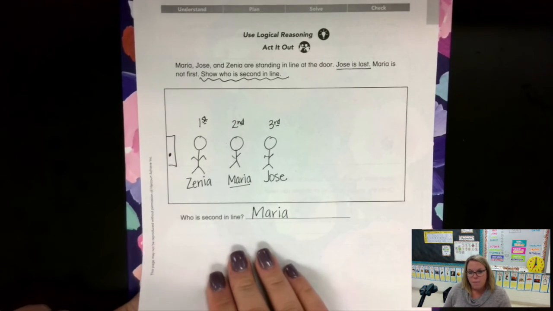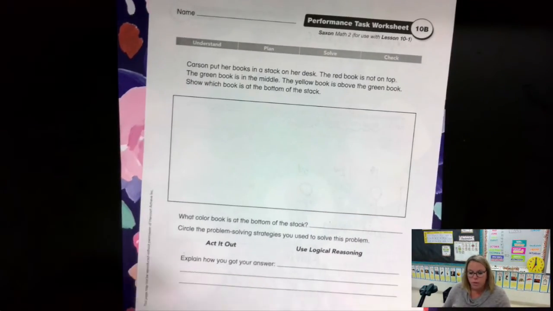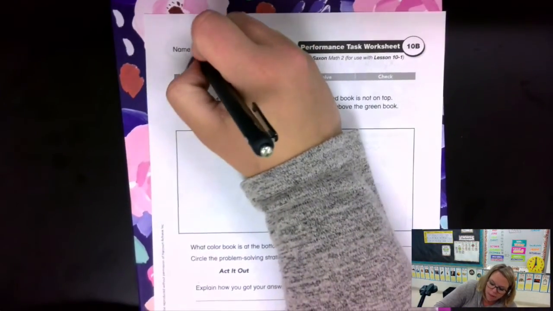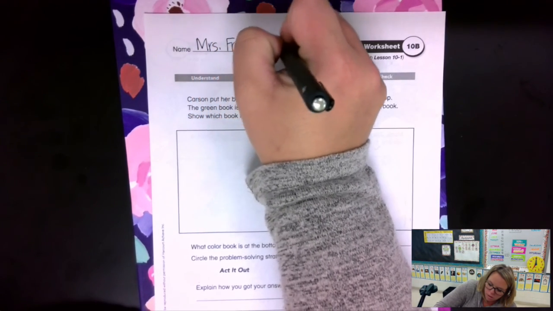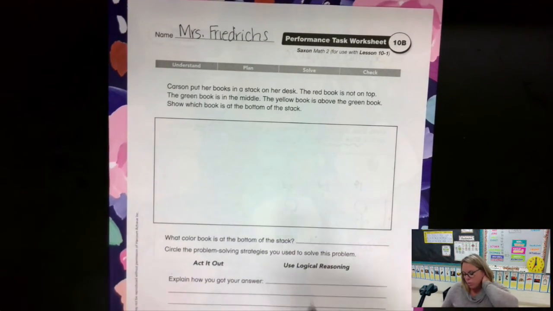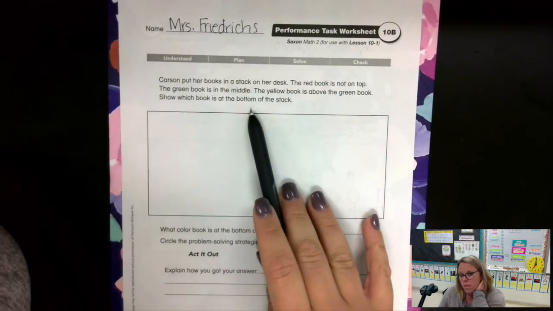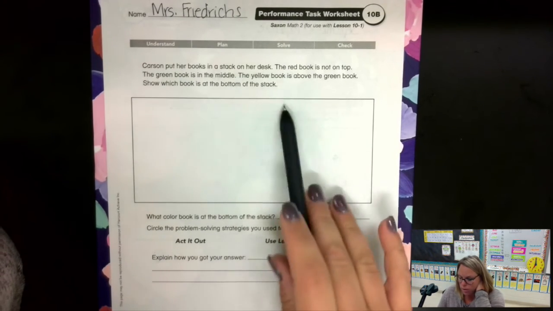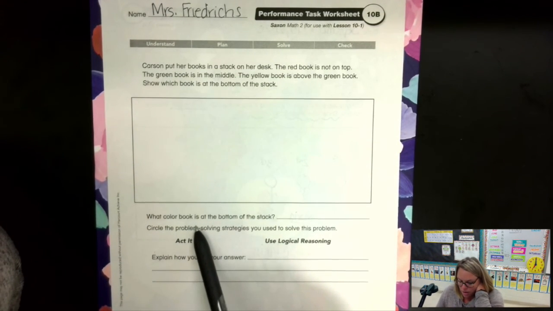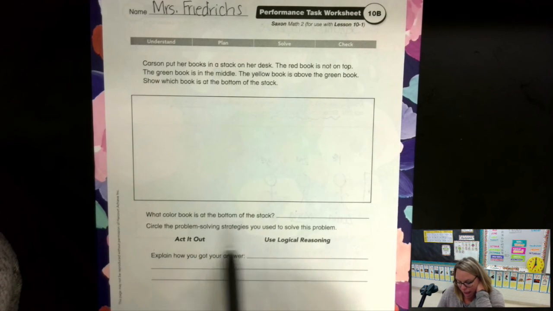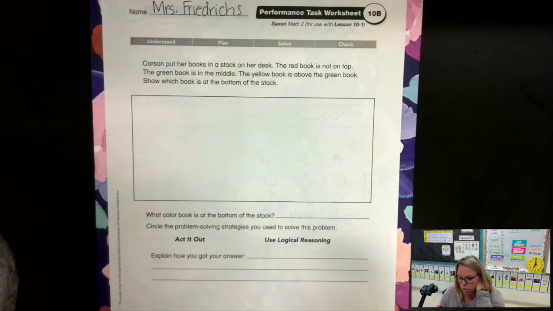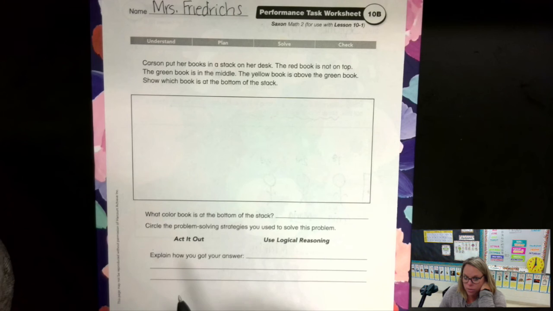Now, on the back side, this is what you're going to do on your own. Please make sure that your name is on your paper. Then you will need to go ahead and read this problem with an adult or an older child at home if you need help reading. Then you're going to show which book is at the bottom of the stack. Are you going to act it out or are you going to use logical reasoning? Are you going to draw it out? That would be part of acting it out. And then explain how you got your answer. So there's a little bit of writing involved on this.